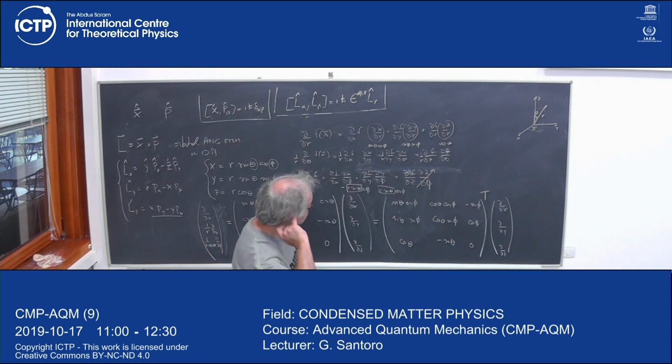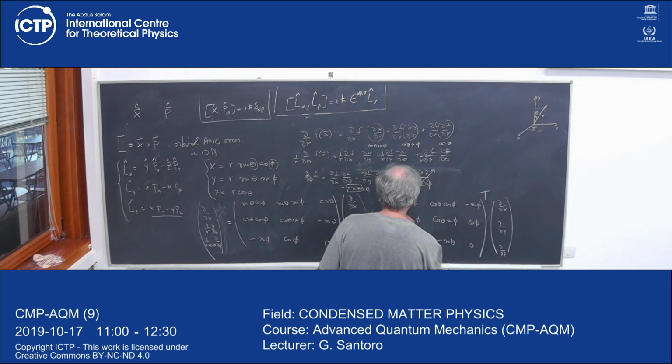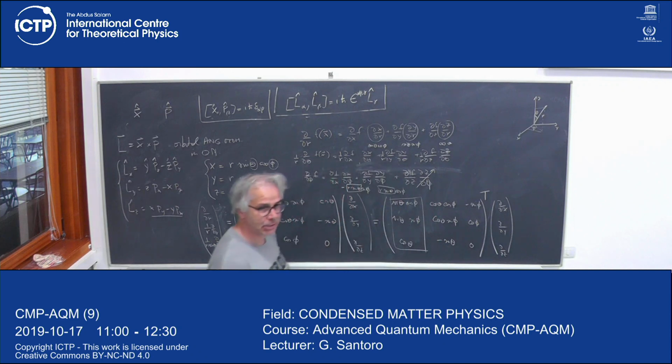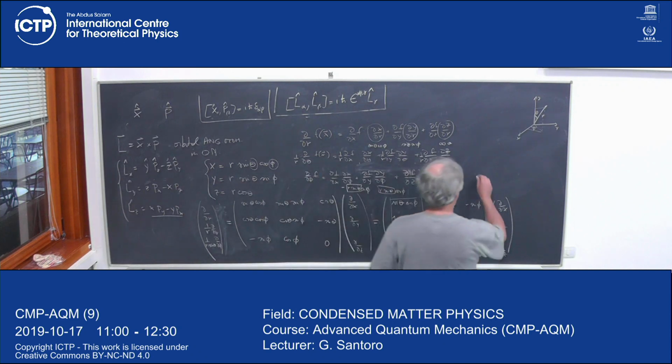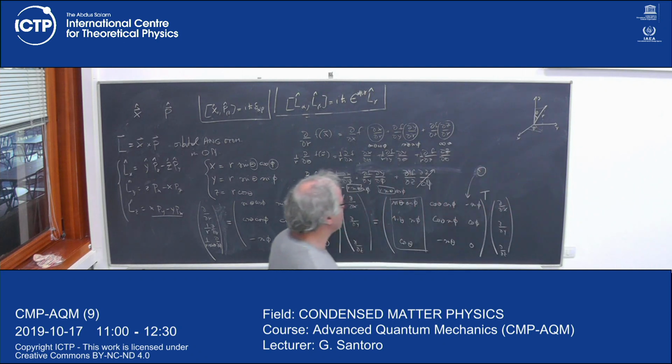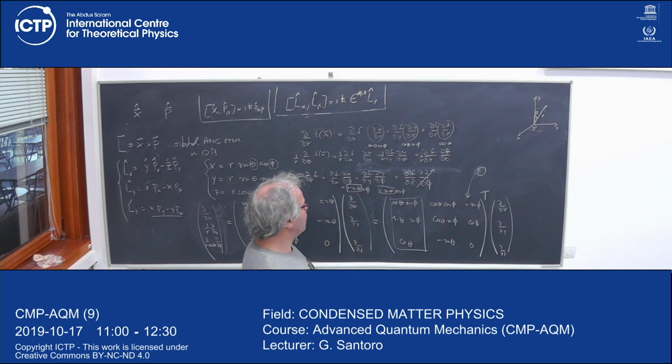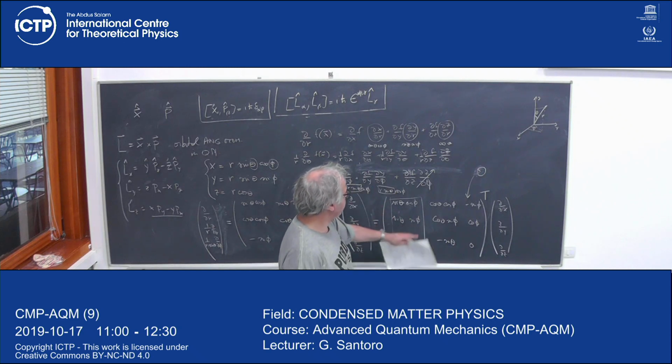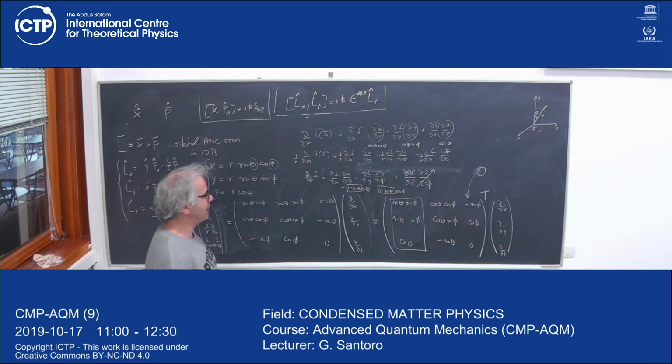Okay, let us look at the first column of this matrix. This is a matrix, okay? Let me call it O. The first column of it is sine theta cos phi, sine theta sine phi, and cos theta.